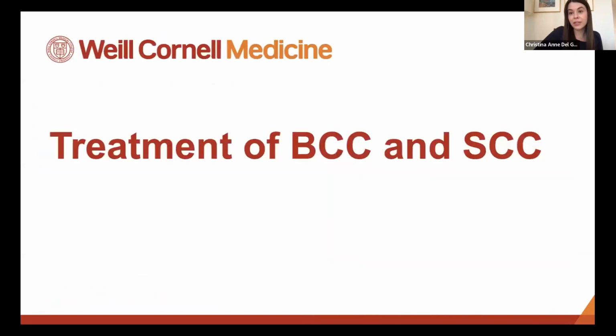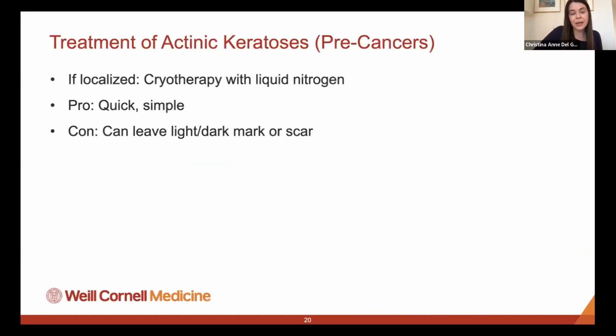All right, so moving on to how we treat these spots. Starting with the precancers, which are pre-squamous cell, if they're localized, we can freeze them off using liquid nitrogen, and we refer to this as cryotherapy.